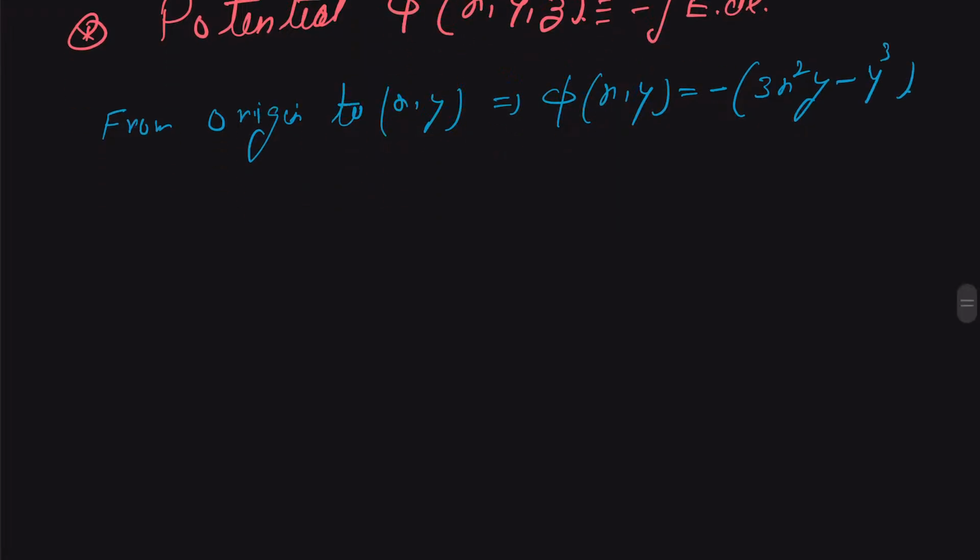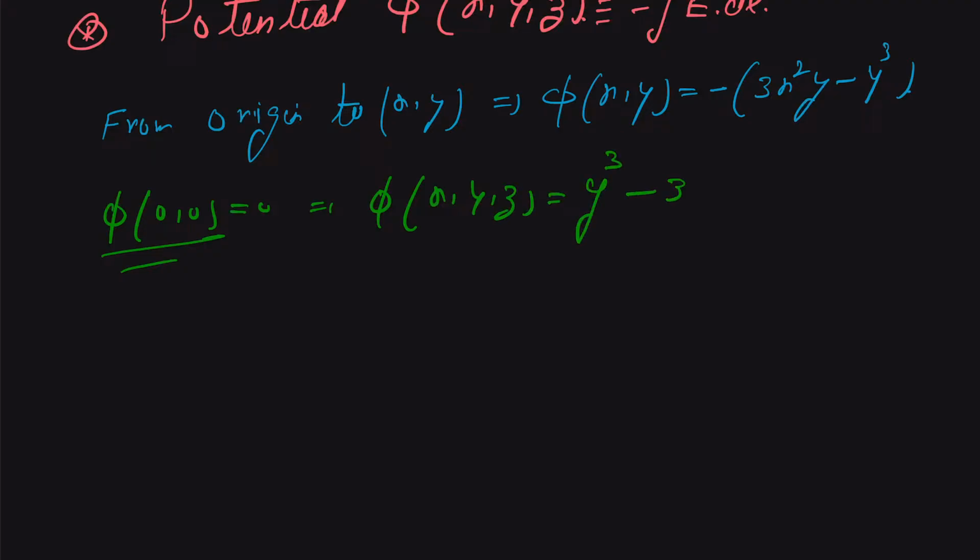And if we choose that our initial potential, that is the potential at the origin, is equal to 0, therefore we can say the potential with respect to x, y and z will be equal to y cube minus 3x square times y.